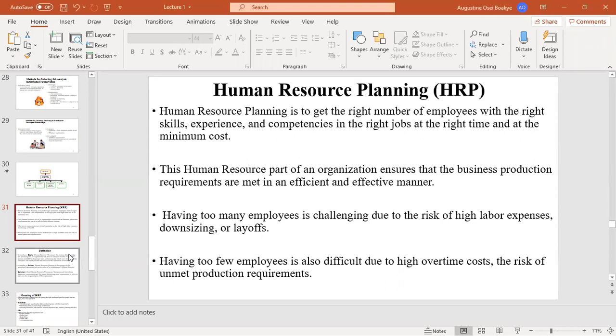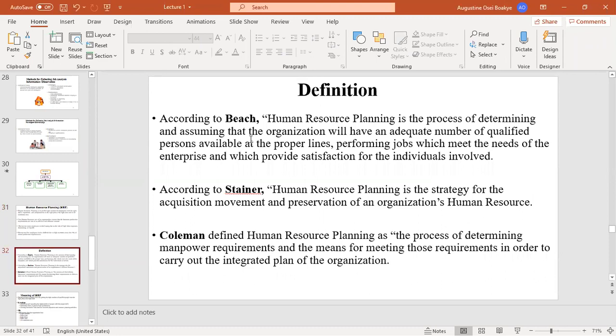Now, let's make progress. These are some few definitional issues that you can later on look at. Some definitions about what human resource planning is. So when you go on later, you can look at them and identify with the one which you think is more user-friendly to you.